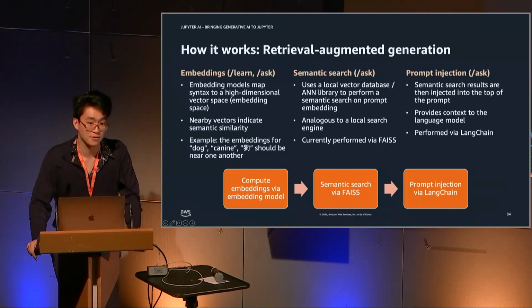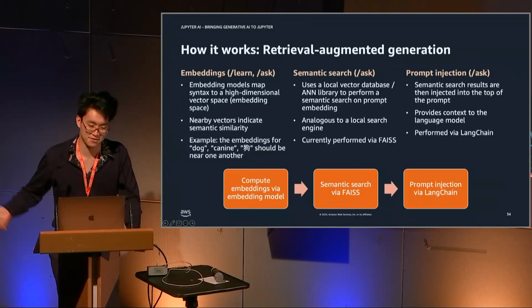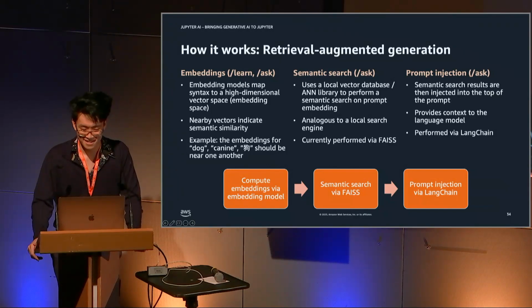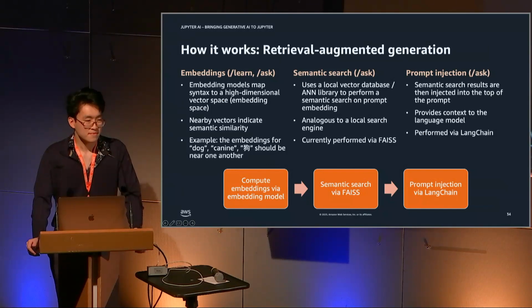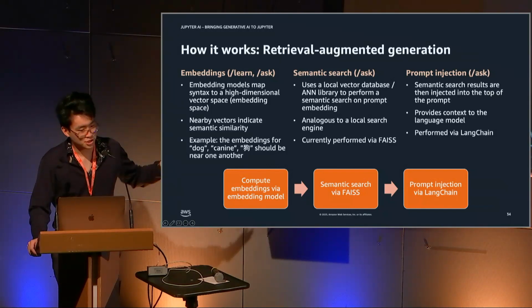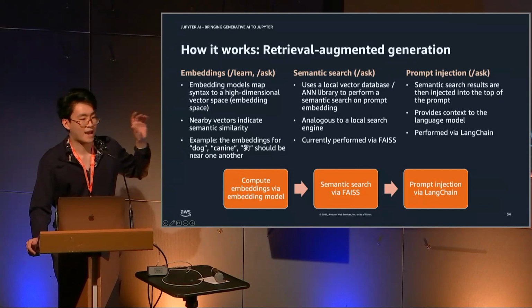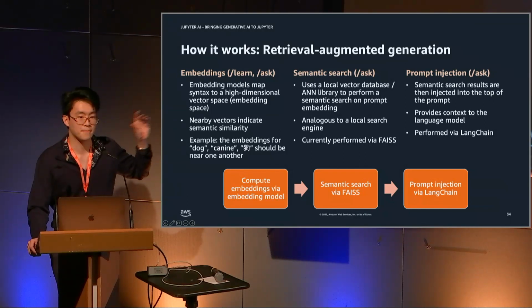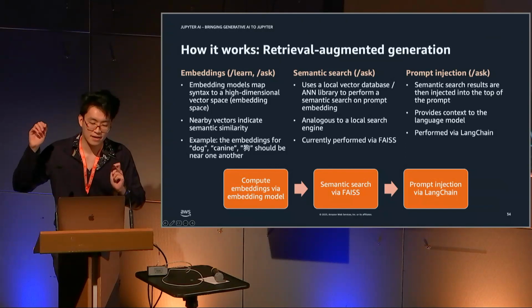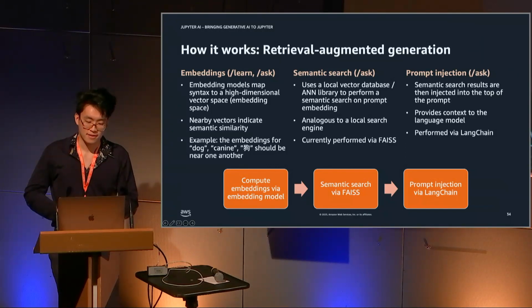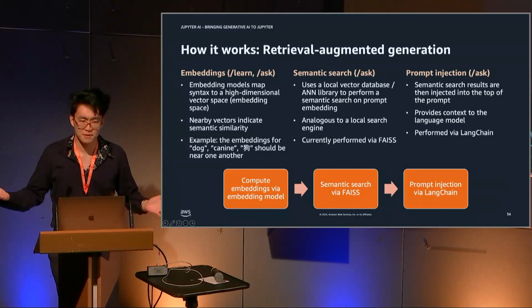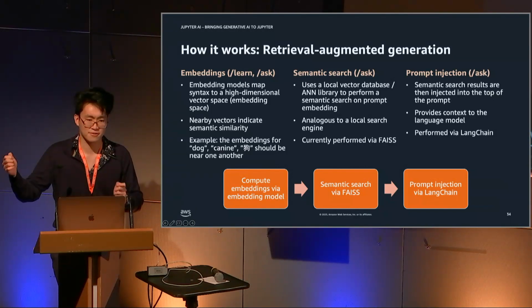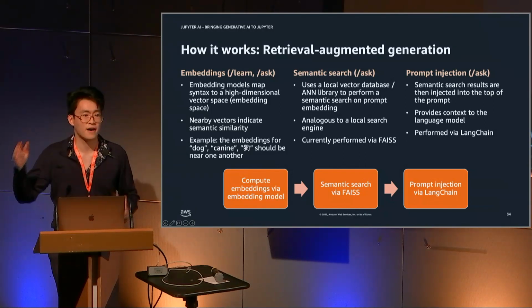So next step, semantic search. And this is what's happening when you run the /ask command. So here, we are using a local vector database / approximate nearest neighbor library, if you want to be pedantic, to perform a semantic search on a prompt embedding. So basically, when you do /ask and you have a prompt, we pass that to an embedding model, get the embedding for that, and once we have that embedding for the prompt, well, the problem of search has actually just been reduced to finding all of the nearby vectors to the prompt embedding.